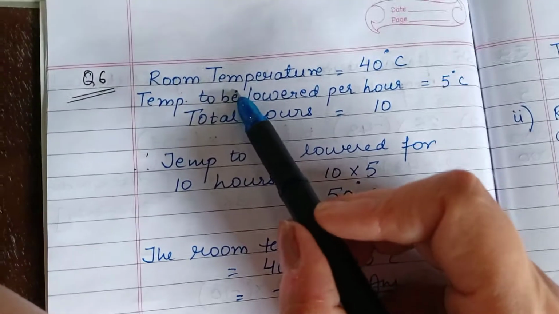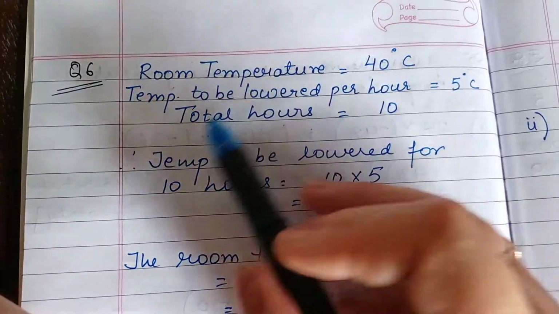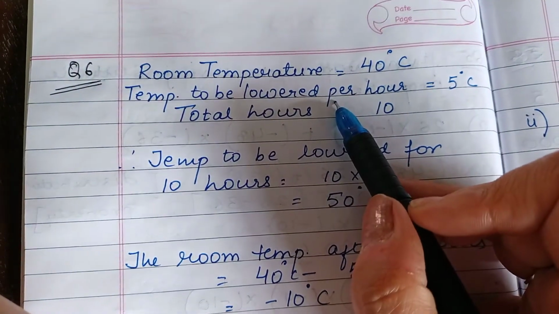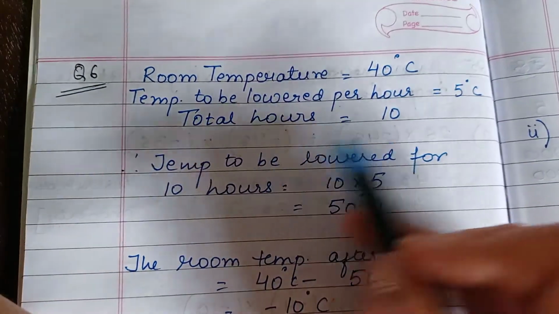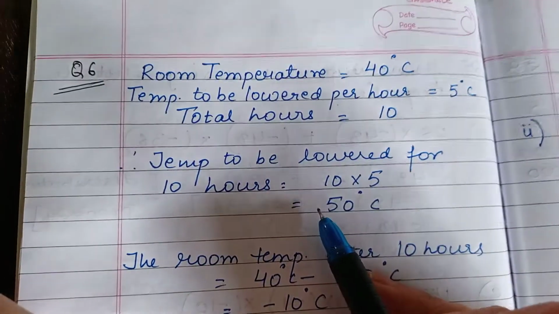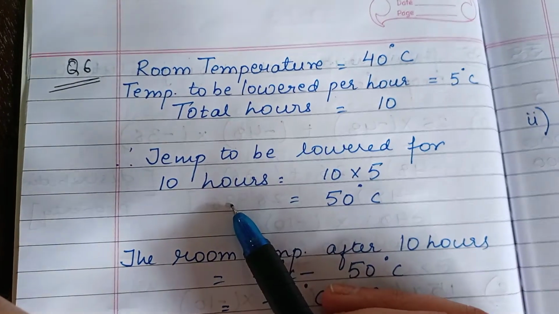So what we will do? First we will mention what the room temperature is right now. The room temperature is 40 degrees centigrade. Temperature to be lowered per hour: per hour means in every 1 hour it is 5 degrees, and the total number of hours is 10. So first let us calculate how much temperature will get lowered after 10 hours.